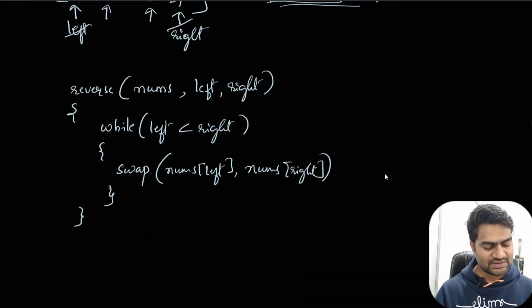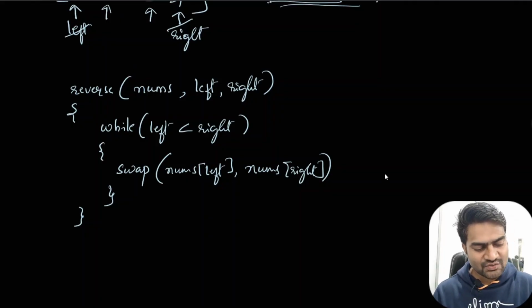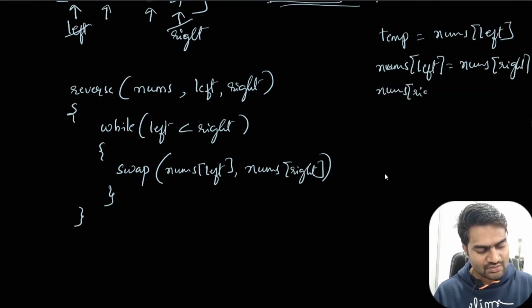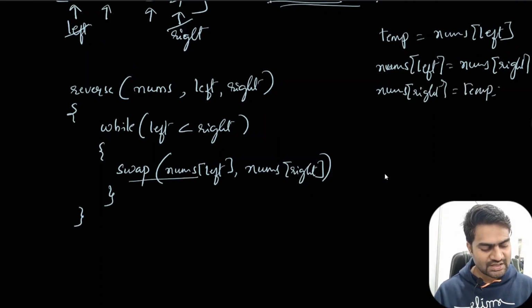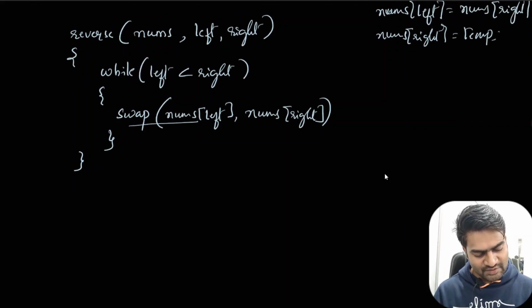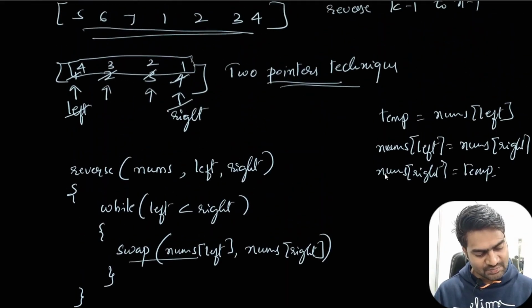I'll simply close this. You must know swapping, right? We will take a temp variable equal to nums of left, then nums of left equal to nums of right, then nums of right equal to temp. So you can use this logic to swap. Now with that we have written the reverse method. Now we will write the actual logic.